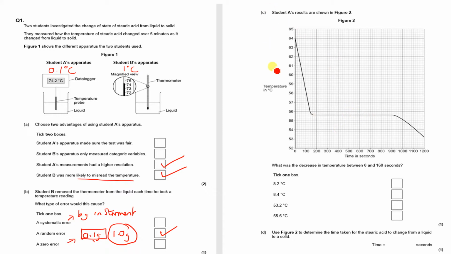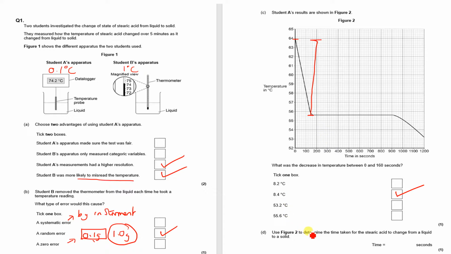Right, this is the kind of graph you will get for stearic acid. And the reason this happens is because the temperature will change and then at some point it's going to stay the same as it starts to change state. Okay, so this is called the latent heat. So the first question is asking us what was the decrease in temperature between 0 and 160 seconds. So between 0 and 160 seconds, that's 8.4 degrees C. So that's from this point here to this point here.